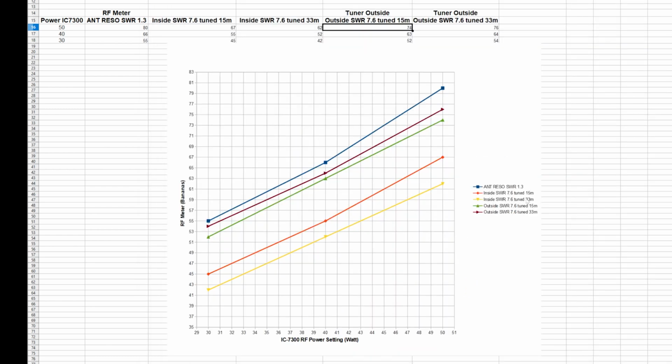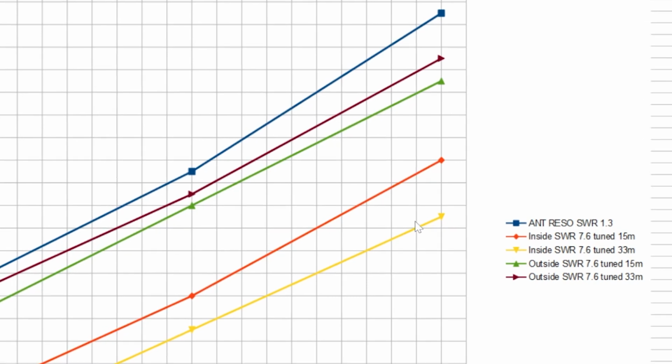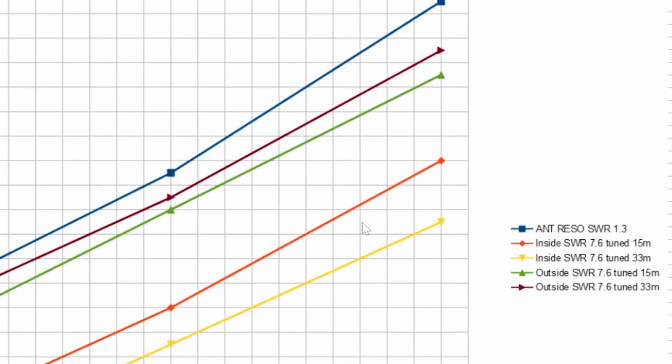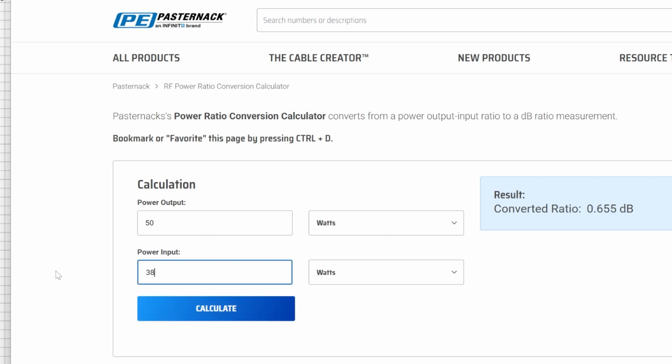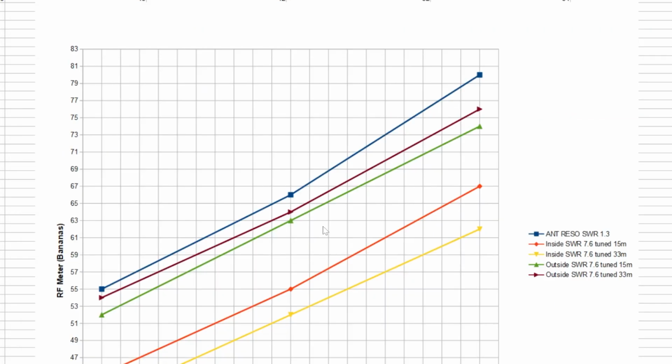Let's look at 33 meters. This is the yellow line. The yellow line is here. So here is 50 watts. We got the reading on the RF meter of 62. So let's go to the left. 1, 2, 3, 4, 5, 6, 7, 8, 9, 10, 11, 12. So here somewhere. Let's say 12 watts we are losing. 12 watts, this is 38, then, so we're losing 1.2 dB. So 1.2 dB, this is better.